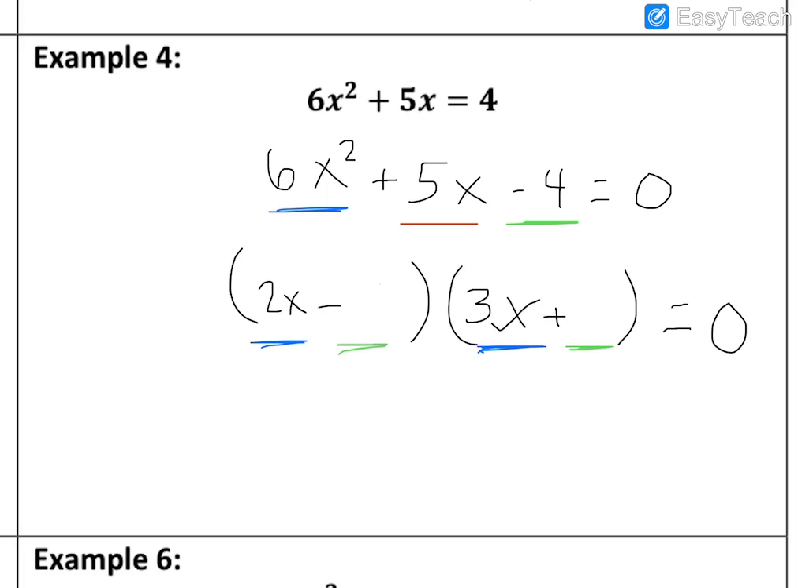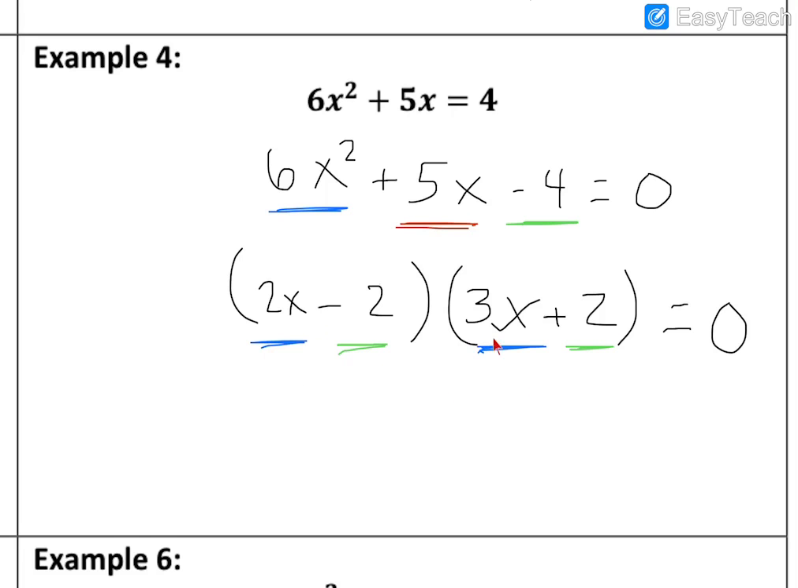I'm going to try a 2 and a 2. Positive 2 and negative 2 do multiply to negative 4. And then my outside would be 4x. My inside would be minus 6x. That's negative 2x. Does not equal negative or positive 5x. So again, that didn't work. So I'm going to leave those two alone.